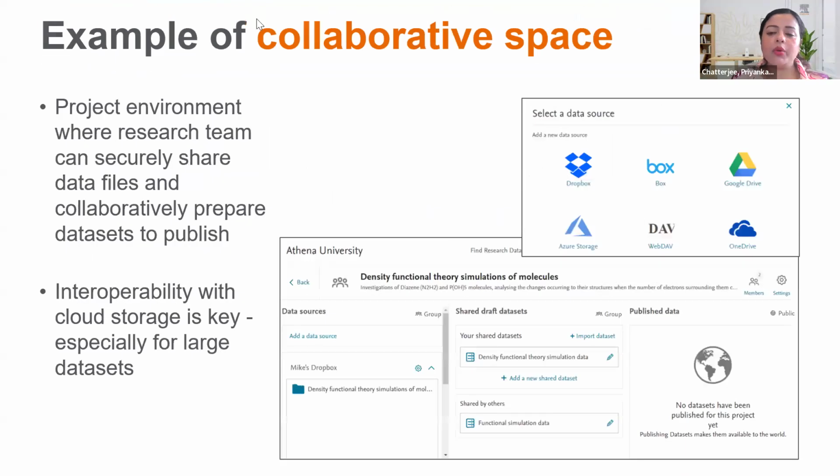So some examples of collaborative spaces. We know that people use a lot of data sources. People use Google Drive, OneDrive, Dropbox to share their own report data. However, these kinds of sources are not considered very secure. So a project environment where a research team can securely share data files and collaboratively prepare data sets to publish. Also, these are not interoperable.